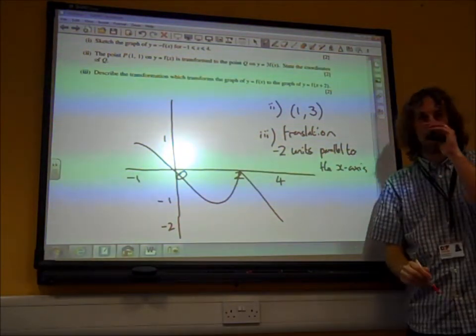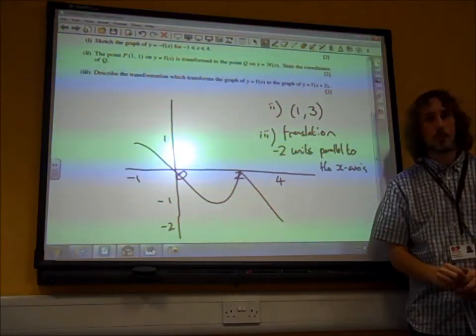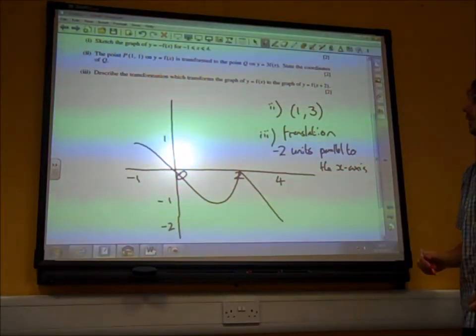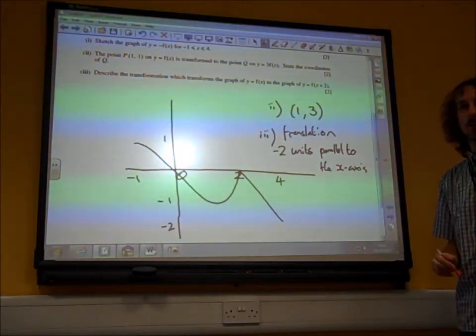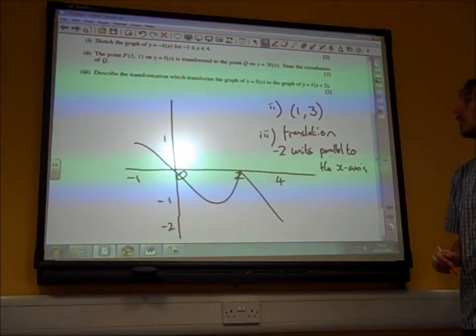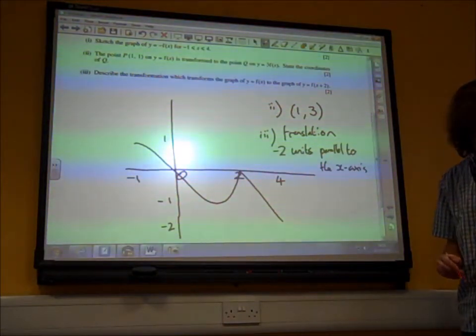Or in the x-direction, or 2 units in the negative x-direction. Any of those would work to describe that. Great, that was 6 marks for all of that stuff.